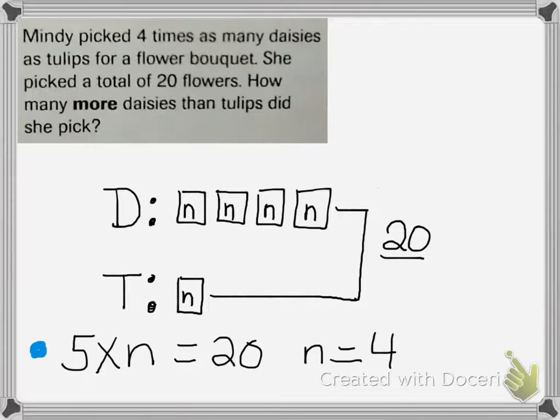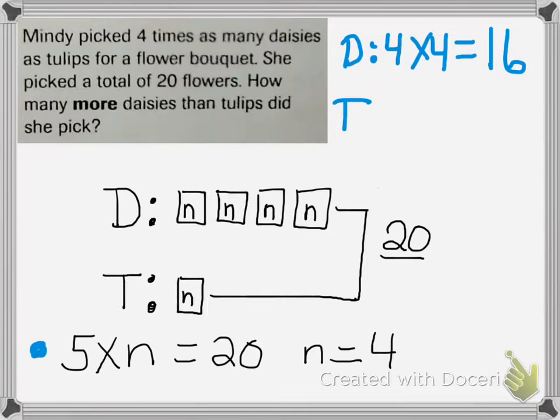Okay, so in order to solve this problem, I had asked that you find out how many daisies there are. Daisies would be 4 times 4, because n is 4 and there are 4 groups. So there's 16 daisies. And tulips, there's just 4, because there's 1 n, 1 group of tulips. So remember how you use this model. This is a very important model for the test. All right.